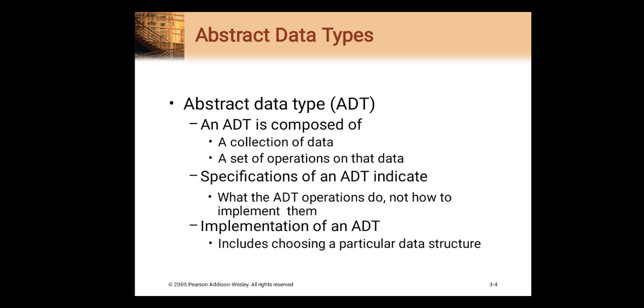So the abstract data type is composed of a collection of data and a set of operations on the data. An abstract data type is nothing but a collection of data whatever you have in your hand, and then the specification of the functions on that data. It gives you a way to specify the different types of functions which you want to perform on that data, and that is nothing but your abstract data type.